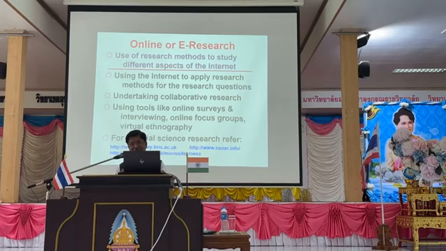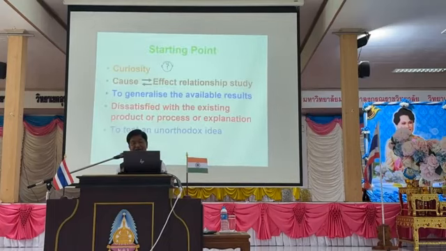There is also online research in the fields of humanities and social science, and in other fields as well. There is use of research methods to study different aspects of the internet, and using the internet to apply research methods for research questions. Whenever we pose a problem, there are research problems, and we have to validate all these research questions. Then there must be collaborative research, done in collaboration with another country. Another is using tools like online surveys, interviews, online focus groups, and virtual ethnography for social science research. So these are the starting points of our research.